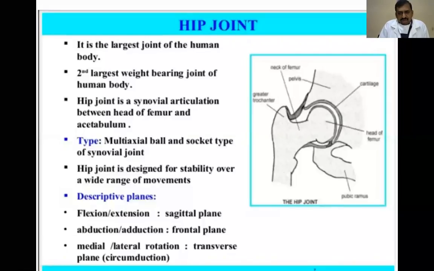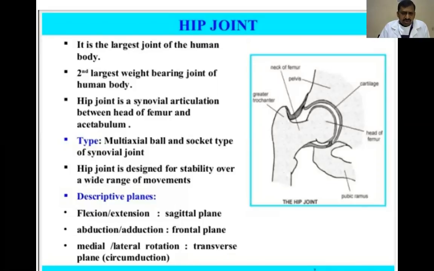What is the type of the joint? If you want to write about any joint, first you must write what type of joint it is, whether it is a synovial joint or a fibrous joint, like that. You already know very well the classification of the joints. It is multi-axial. That means you can move the hip joint in multiple axes. It is a ball and socket type of synovial joint. Here the ball of the joint is the head of the femur, and the socket is formed by the acetabulum. So it is a ball and socket type of synovial joint.